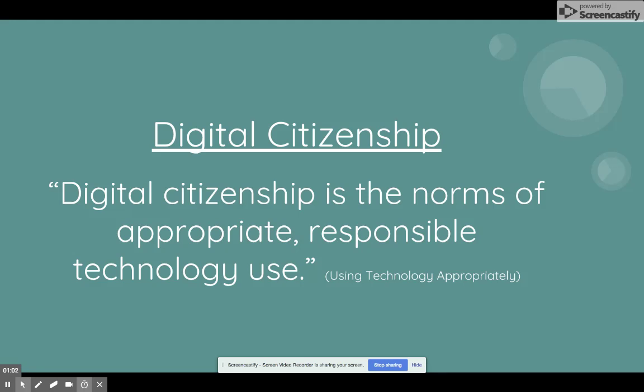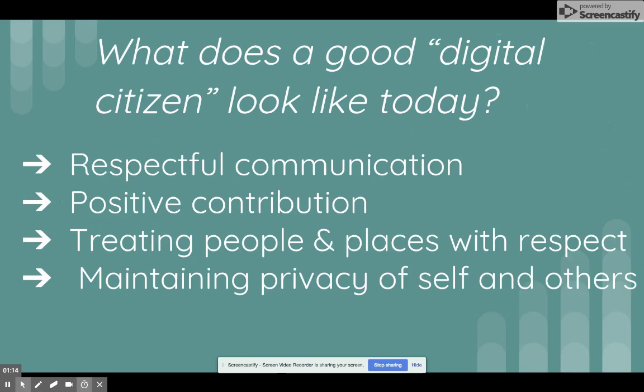Digital citizenship includes things like appropriate behavior, ways to communicate, language, safety and security, legalities, and health and welfare. What does a good digital citizen look like today? Respectful communication, positive contribution, treating people and places with respect, maintaining privacy of self and others.